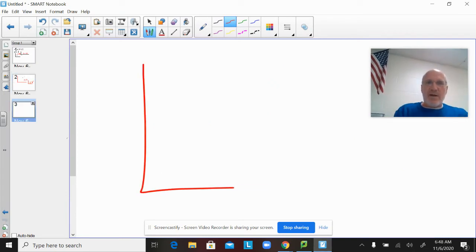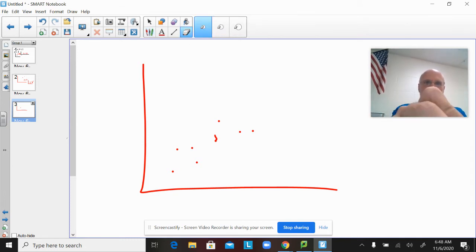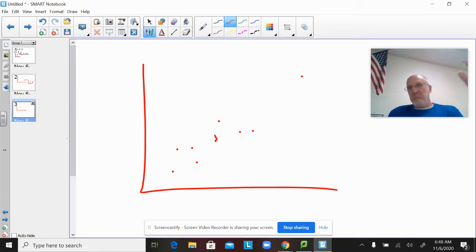If I've got a scatter plot here, and my outlier is out there, clearly the data is more linear if I remove an outlier. But what if the outlier is out here? I would argue, how linear is that data? I don't think it changes much.